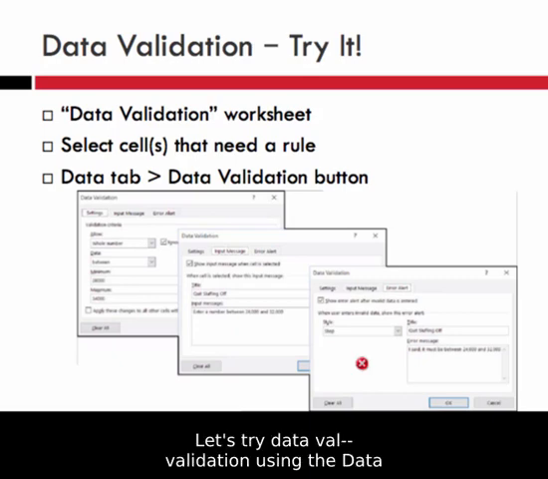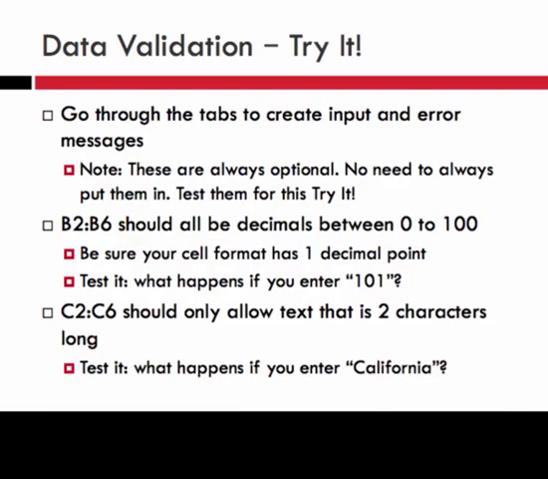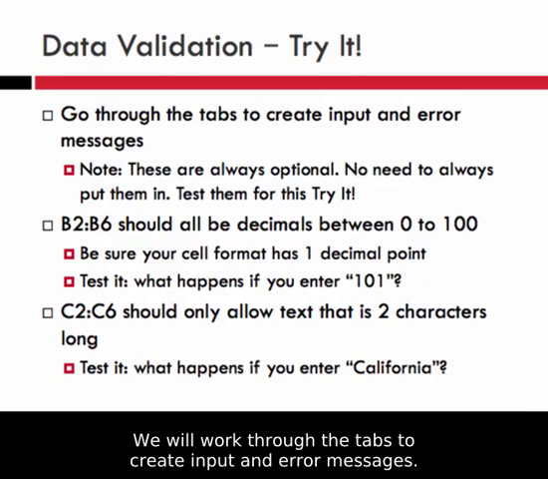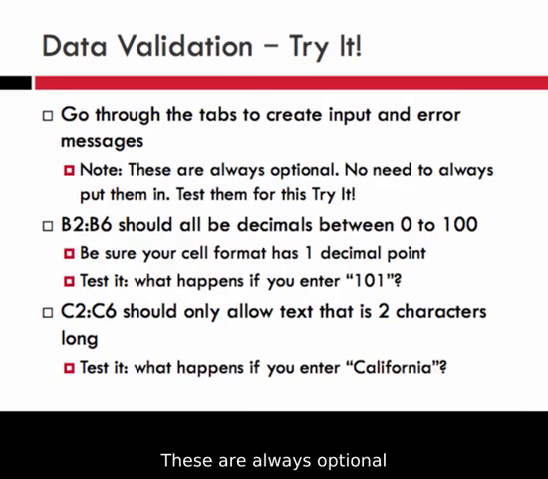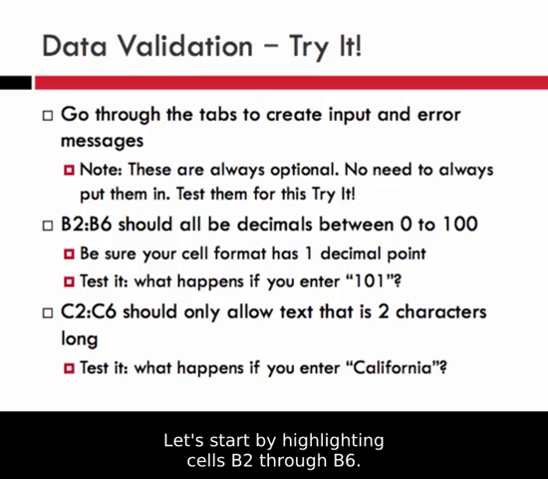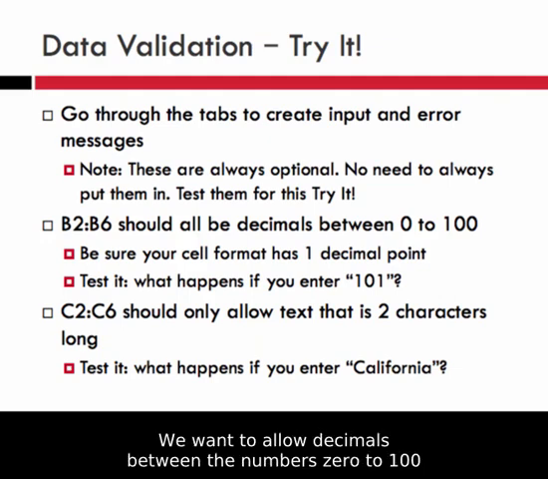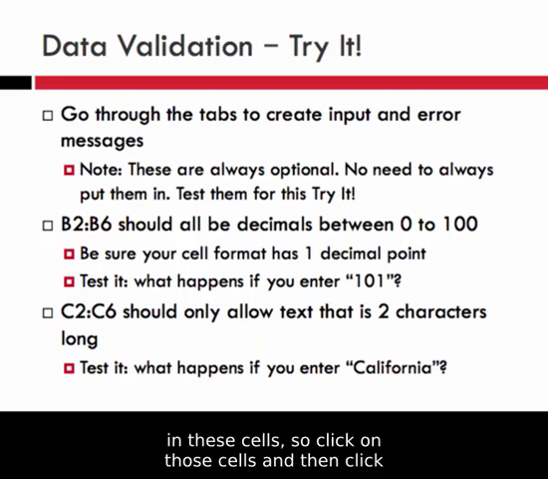Let's try data validation using the data validation worksheet. We will work through the tabs to create input and error messages. These are always optional, but there's not always a reason to put them in. Let's start by highlighting cells B2 through B6. We want to allow decimals between the numbers 0 to 100 in these cells.